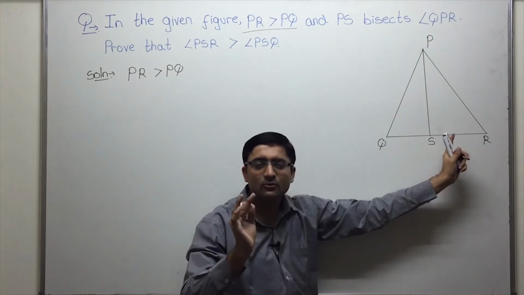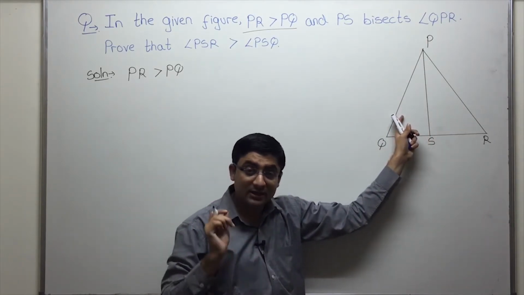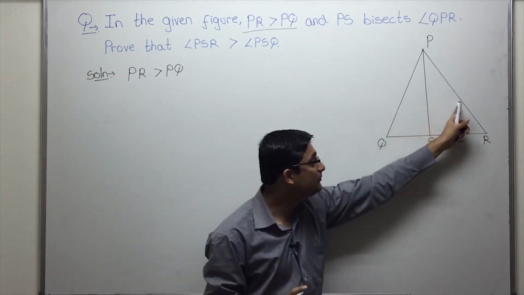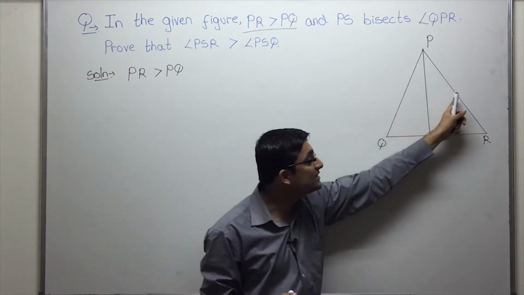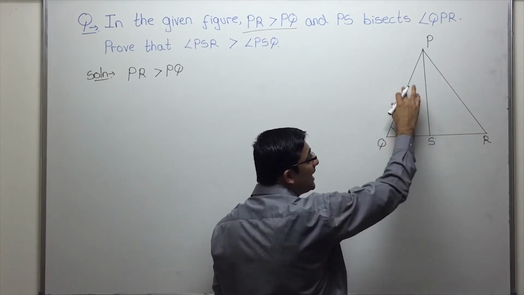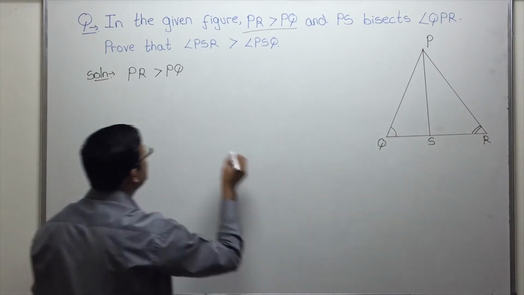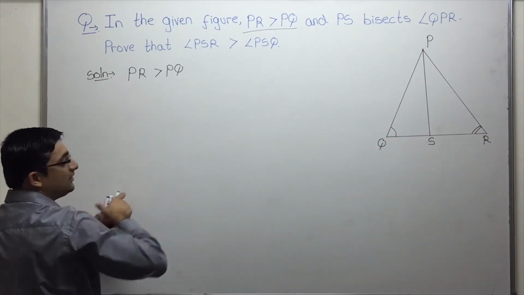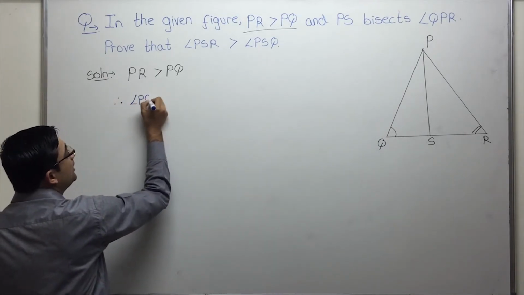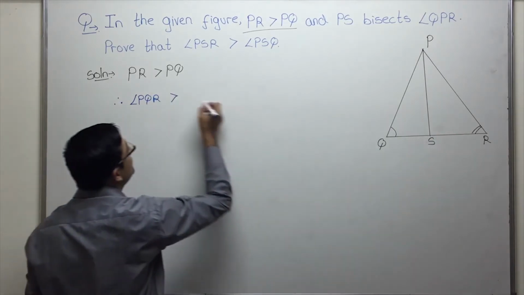So in a triangle, the moment you are given one side is longer than the other, we can apply the theorem. In a triangle, the longer side has a greater angle opposite to it. So PR is greater than PQ. So which is the angle opposite to PR? This angle over here will be greater than the angle opposite to PQ, that is this angle over here. So this angle, that is angle PQR. So I'll write over here. Therefore, angle PQR will be greater than this angle, that is angle PRQ.